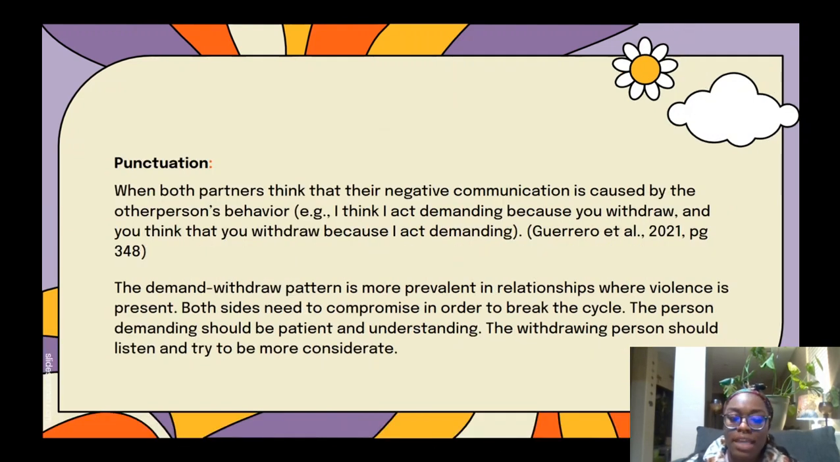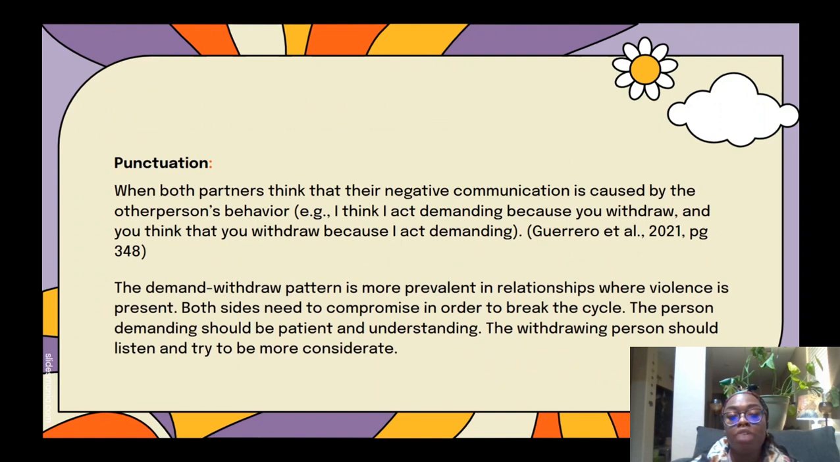So there is such thing as punctuation, and this is when both partners think that their negative communication is caused by the other person's behavior. The book gave an example which stated, "I think that I act demanding because you withdraw, and you think that you withdraw because I act demanding." So, like I said previously, it is a constant push pull, push pull.